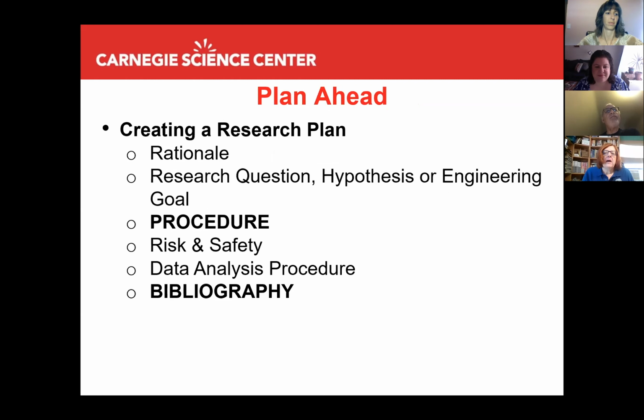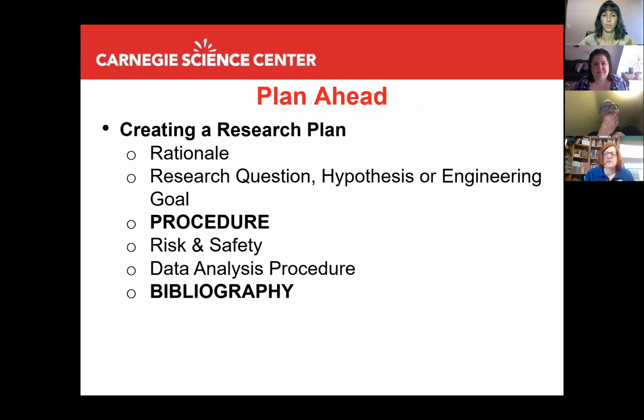Okay, need to plan ahead. The first thing that a student needs to do is create a research plan. Once they've picked an idea, they need to create a research plan. And these are the items that need to be in their research plan. These are things that the Scientific Review Committee, the SRC, looks for. They look for a rationale. Why am I doing this? You need a research question, a hypothesis, or an engineering goal if it's an engineering project.